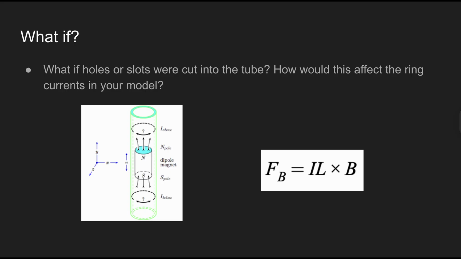What if holes or slots were cut into the tube? How would this affect the ring currents in your model? Cutting holes into the tube would affect the induced ring currents that allow for the magnetic force in the system. The magnetic force would decrease, and if holes are asymmetric, the magnet may rotate as it falls.